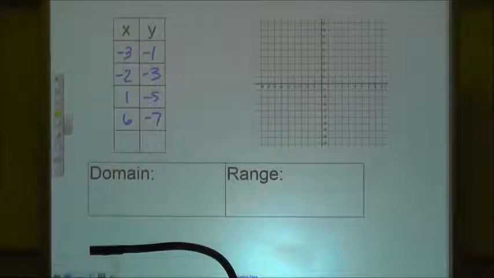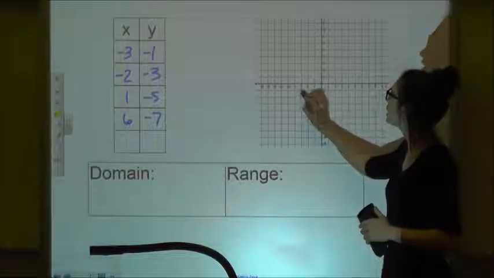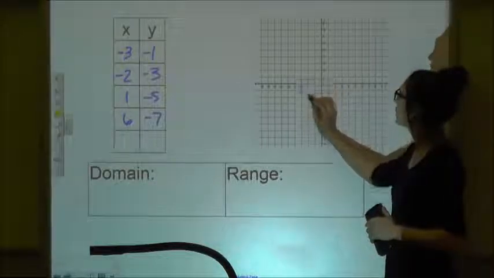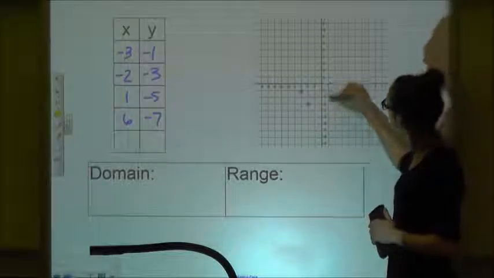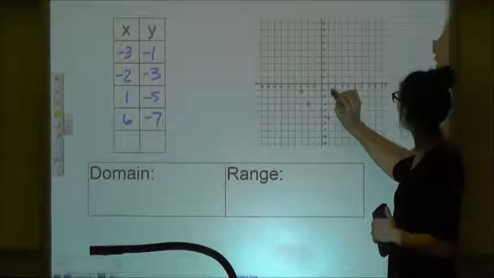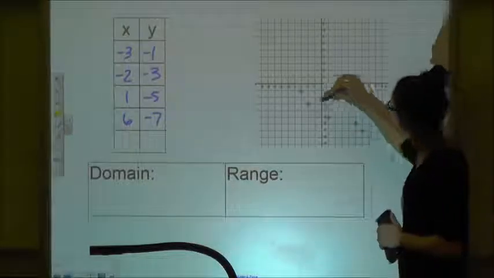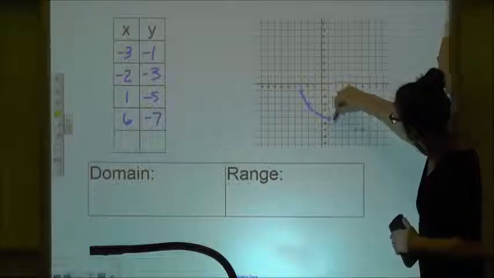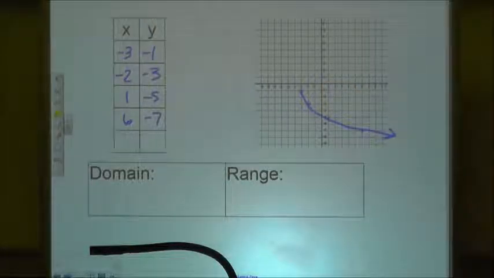Once you get your table, go ahead and plot those points. So I have -3, -1, -2, -3, 1, -5, and 6, -7. So you just write all this stuff on the graph, on the other graph sheet.